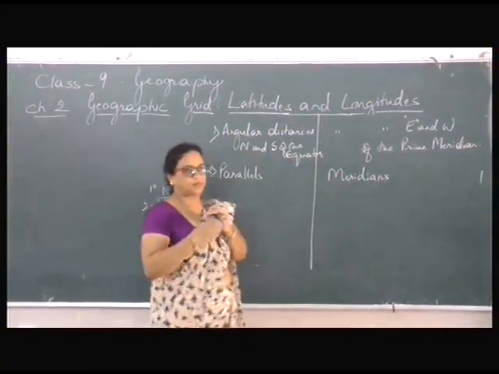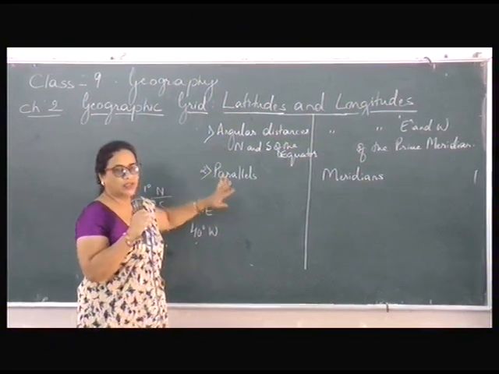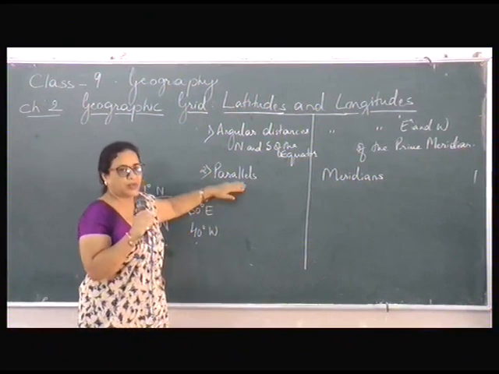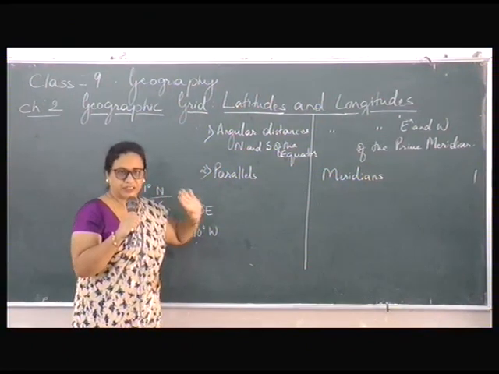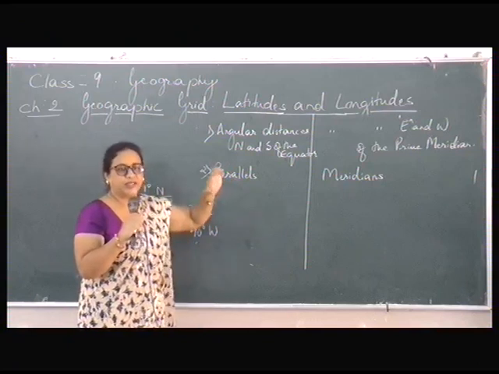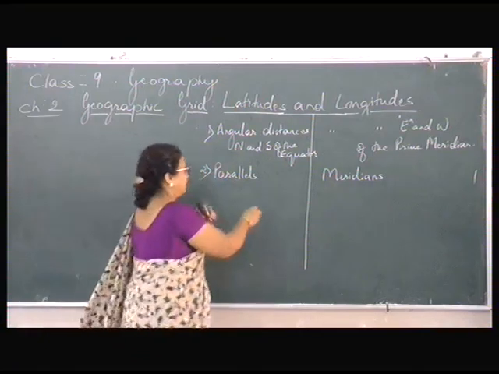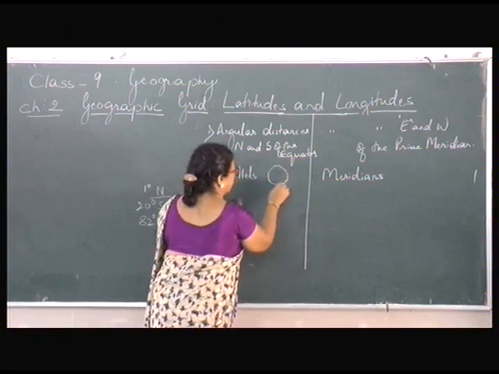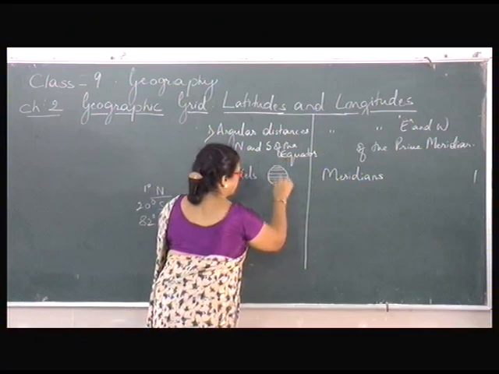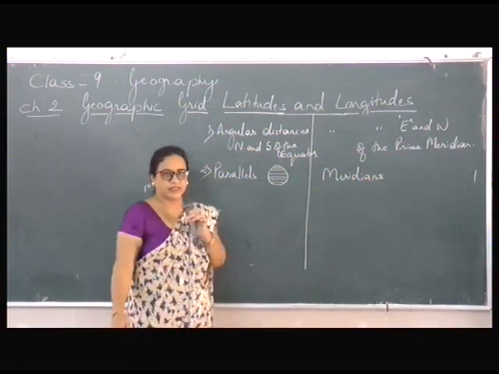Why? Parallels of latitude, they are called because all the latitudes are parallel lines, and from your maths you know parallel lines never meet. No matter which side you extend them, they will continue to be equidistant. They will never meet. For example, in a small figure I will show you, all these lines are equidistant. They don't meet. That is why the term parallels of latitude.